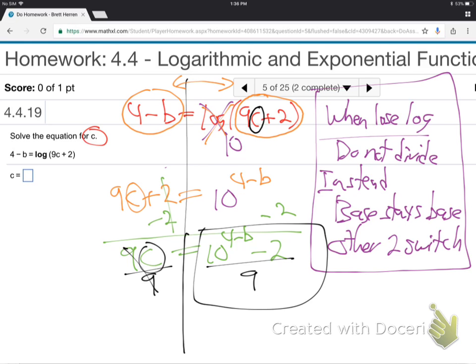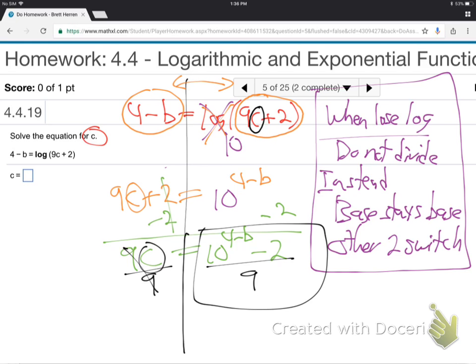Is that okay? Questions on that process? Let's run through it again. So I just wrote it out, and they want C alone. So I thought, okay, got to lose that log. Whenever you lose a log, that's the main step. It's a special step, just for logs. When you lose a log, base stays the base, the other two switch. Instead of 10 to the 9C plus 2, the 4 minus B takes his place. He's still a base, though.